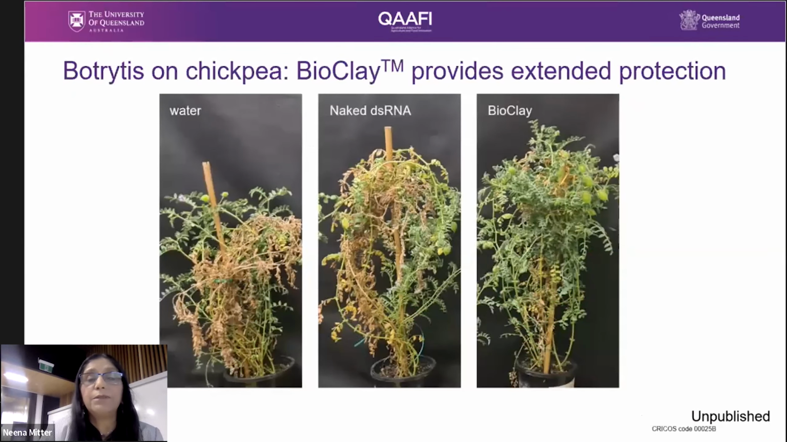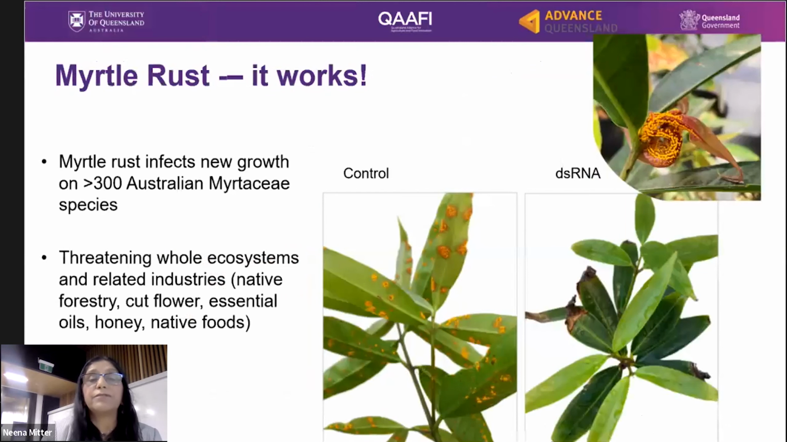This is just another example of it working on chickpea crop. So you can see the difference between water, naked RNA and BioClay, showing that BioClay does provide an extended protection window, and we are optimizing these experiments further. Very exciting work is being done by one of the postdocs and the PhD student in our lab, Sawyer and Beck, where they are looking at myrtle rust along with DAF Queensland. More than 300 Australian myrtaceae species get infected with this rust, and it almost threatens whole ecosystems. There are very promising early results, as you can see, between control plants and double-stranded RNA in managing rust infection. Now, this can have broader implications if we start looking at other rusts as well.